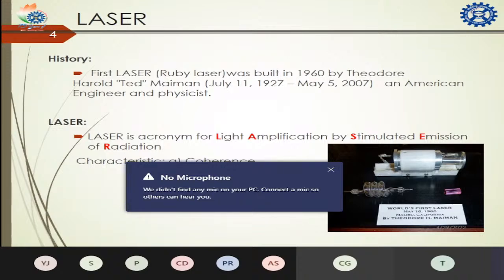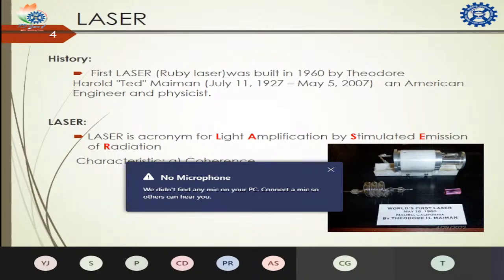I think everyone has seen lasers, the pointers that we see for various applications. So what does laser actually mean? Laser is an acronym for light amplification by stimulated emission of radiation. It has various characteristics like coherence, directionality, monochromaticity, and high intensity. I'll go into more detail on these characteristics.